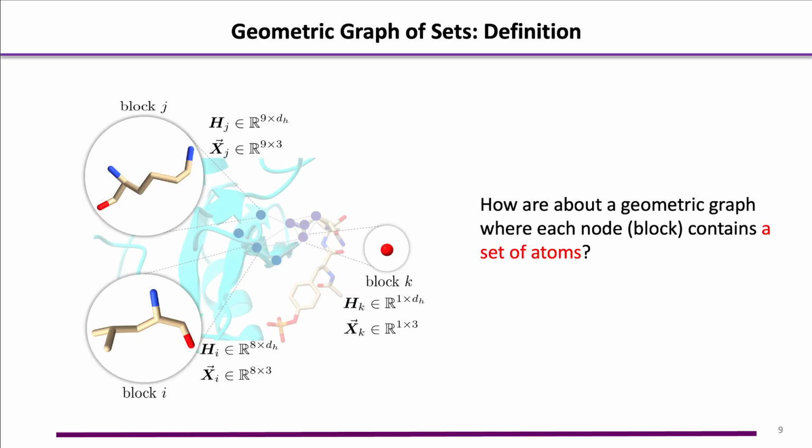What we do is to treat the molecules as geometric graphs of sets, where each node contains a set of atoms. In this way, we can inject the inductive bias of building blocks into the representation. For example, in proteins, each node or block is a residue containing the set of its atoms. The definition of blocks can be arbitrarily adjusted according to your needs, which we will also show in the later experiments.